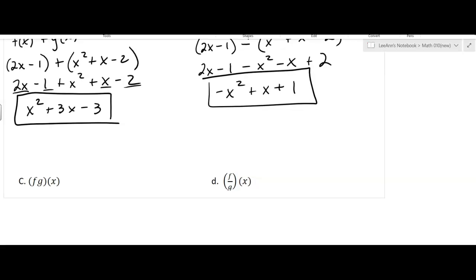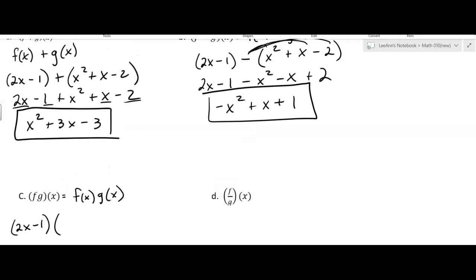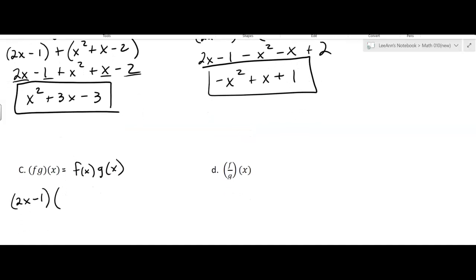All right, now we want to multiply. So when we multiply, it's going to be f of x times g of x. So my f of x was 2x minus 1. What was my g of x? Never have it when you need it. It was x squared plus x minus 2.